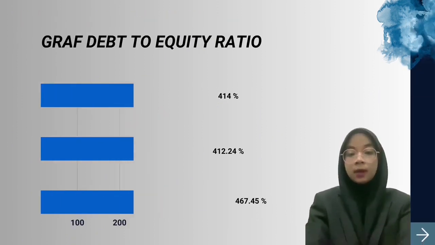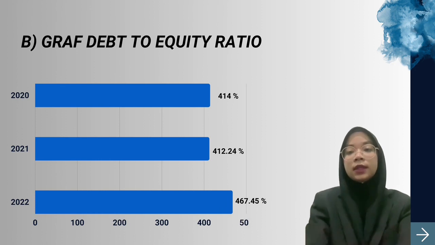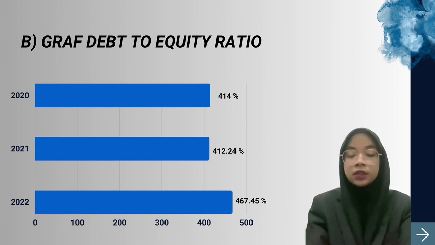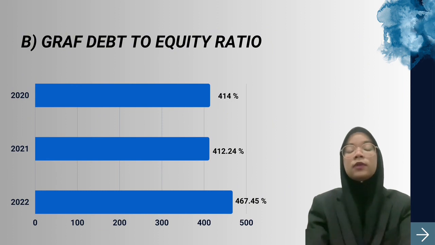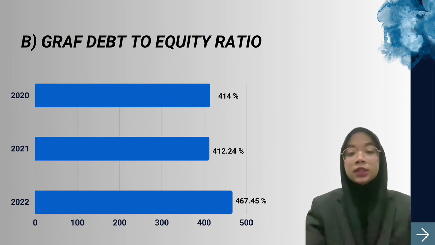So next is debt to equity ratio, and as you guys can see, in 2022 it's getting higher from the past 2 years, which is 4,067.45%, and it can actually burden the company with high interest payments. My suggestion is Nestle company needs to increase the equity to fund the operations and keep the ratio stable while the sales increase.